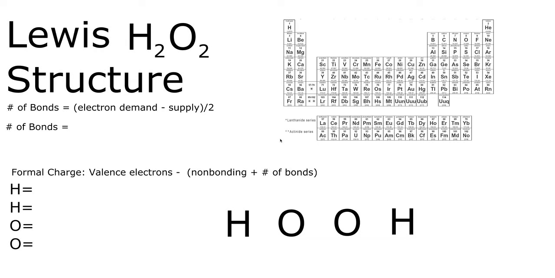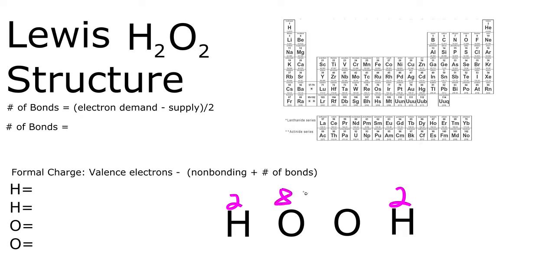Okay, let's construct the Lewis structure for H2O2, hydrogen peroxide. This equation right here, number of bonds, will let us know how many bonds this molecule should contain. The electron demand is how many electrons each of these atoms like to be surrounded by to have a noble gas configuration. We know oxygen has the octet rule, but hydrogen has a duet rule because it likes to be like helium, so it only likes to have 2 electrons surrounding it.